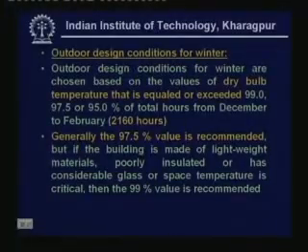And generally the 97.5% value is recommended if no special requirement exists. But if the building is made of lightweight materials, if the building is poorly insulated, or if it has considerable glass, or the space temperature is critical, then the 99% value is recommended. Okay, so when some special situations exist, then we can go for 99% value. 99% value means the installed capacity will be slightly higher than that of 97.5% value. Okay.